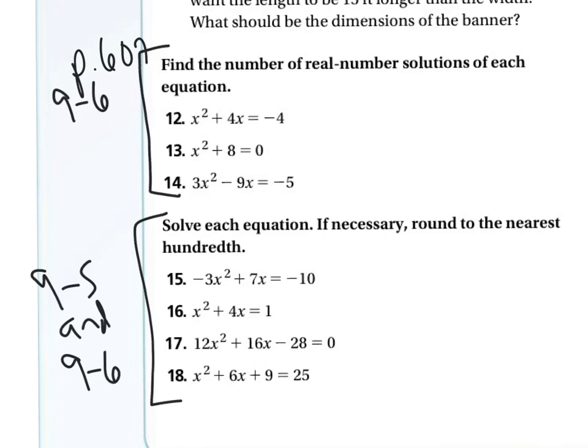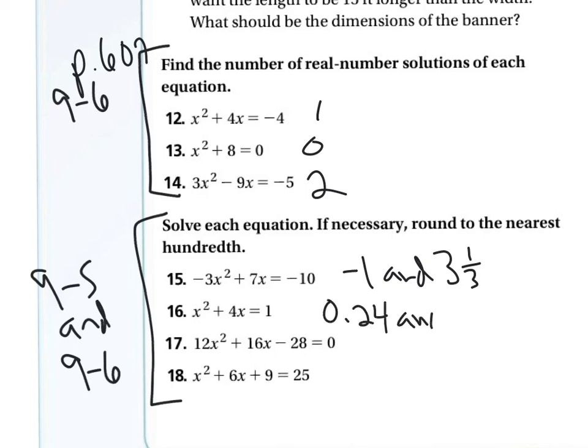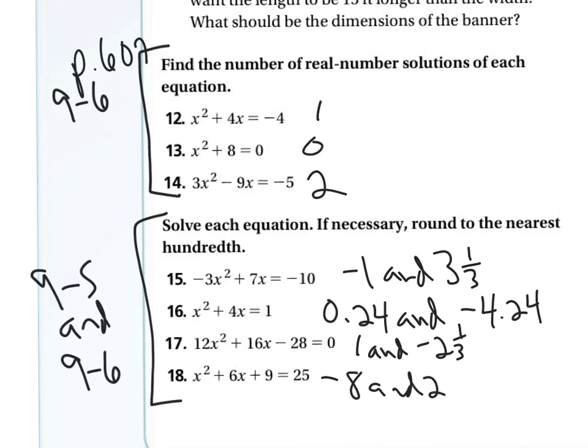So number 12, number of real number solutions would be 1. 13 is 0. 14 has 2. So they had good variety that time. 15 would be -1 and 3 1/3. Make sure you remember to set these equal to 0 first. If you don't set them equal to 0, you won't get the right answers. 16, nearest hundredth is 24 hundredths and -4 24 hundredths. 17 is 1 and -2 1/3. And 18 is -8 and 2.